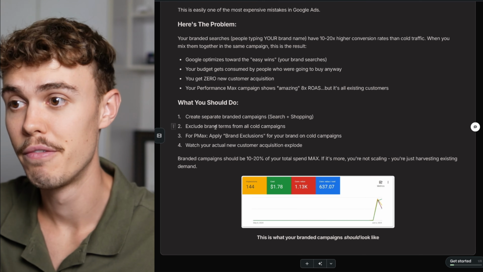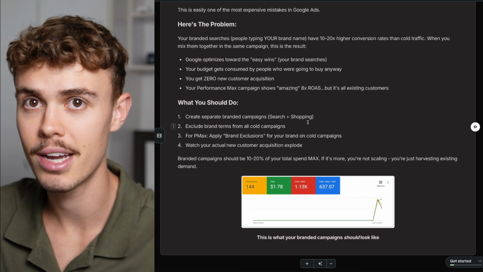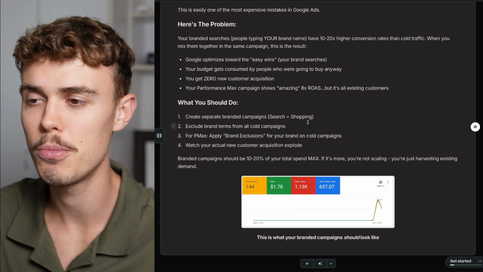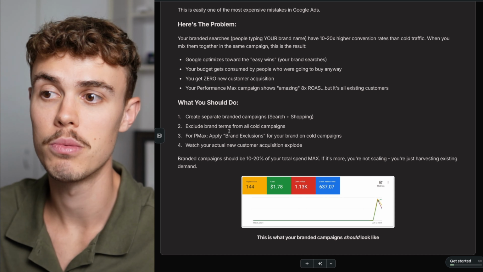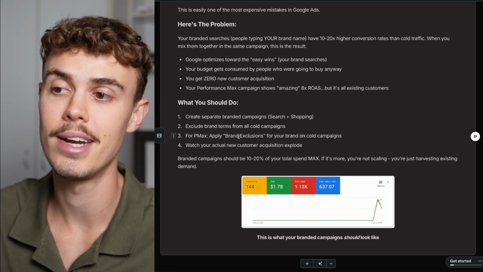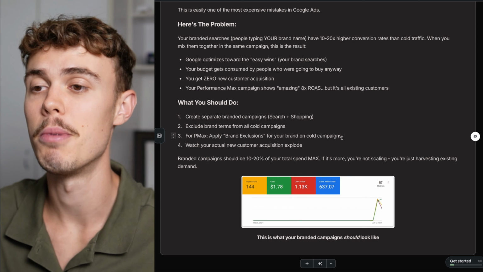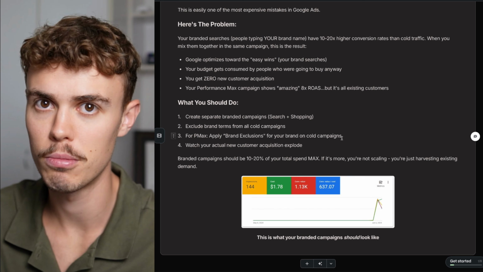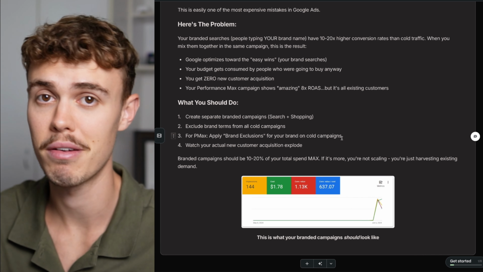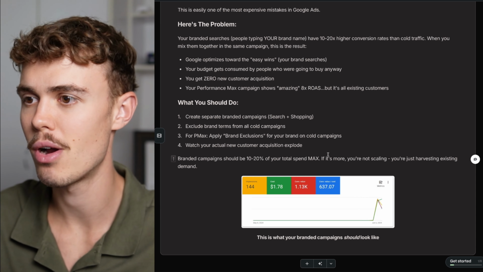Here's what you should do. First, create separate branded campaigns for search and shopping. So search and shopping campaigns, you want to have a branded campaign that just collects branded traffic and no other types of traffic, so you can clearly attribute that. Then you want to exclude your branded terms from all your cold campaigns, so using negative keywords. And then also on PMax, you want to apply brand exclusions for your brand on cold campaigns to make sure that once again you're excluding anything to do with your brand as much as you can across the board to ensure that all of your branded traffic flows into the branded search and branded shopping campaigns that you have allocated for branded traffic.